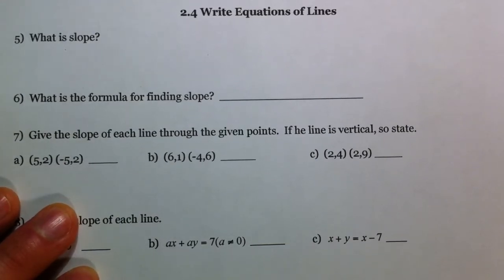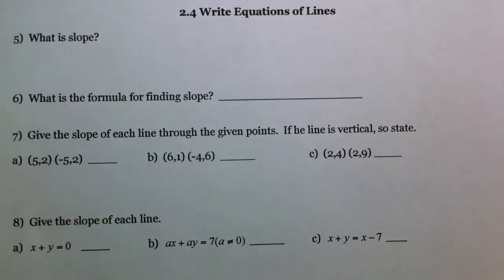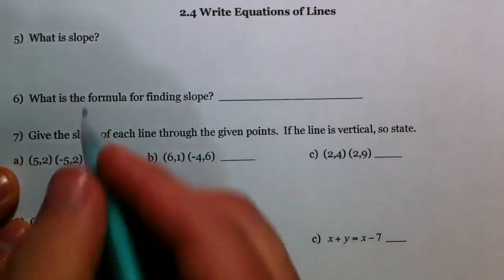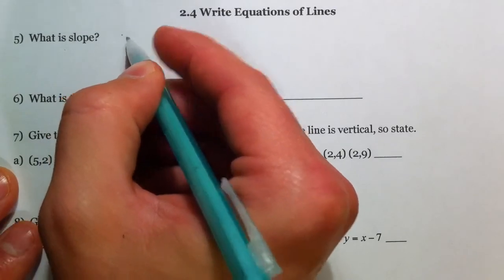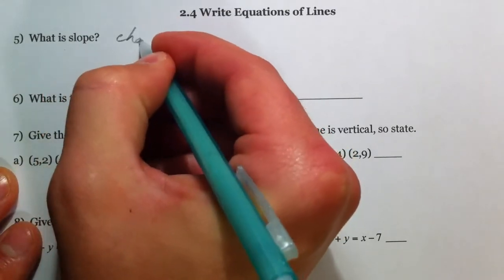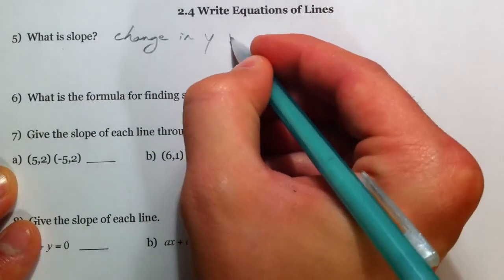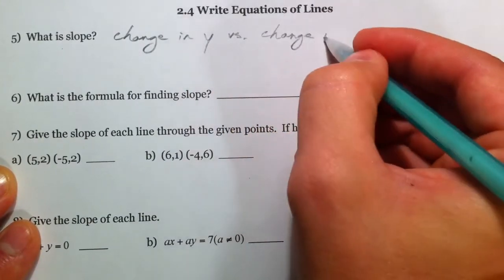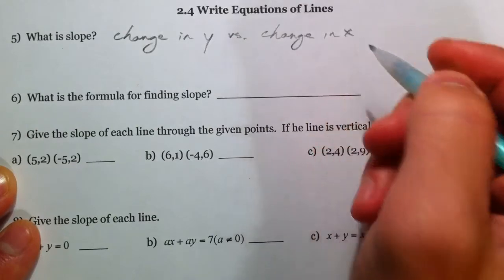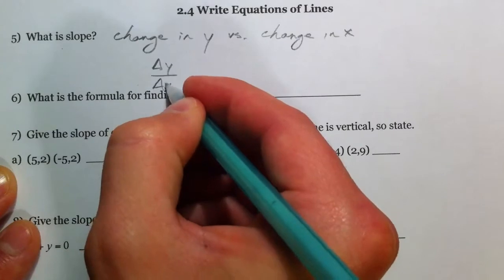Alright, writing equations of lines. In the last one we took equations and graphed them. Now we're going to take characteristics and write equations of lines. So what is slope? Well, slope is how much the y changes, change in y, or some other variable, versus change in x.